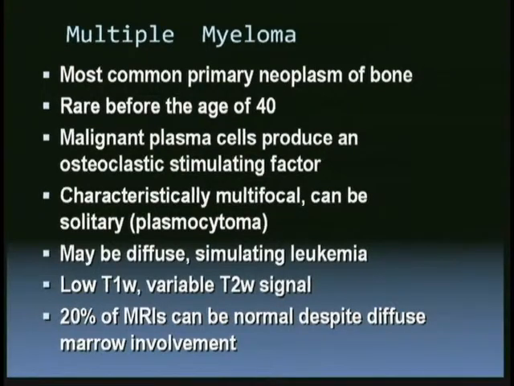Up to 20% of patients with known multiple myeloma can have a normal MRI despite diffuse marrow involvement at the bone marrow biopsy. So be aware of that. However, these patients tend to do better. They tend to survive longer and tend to respond better to treatment.